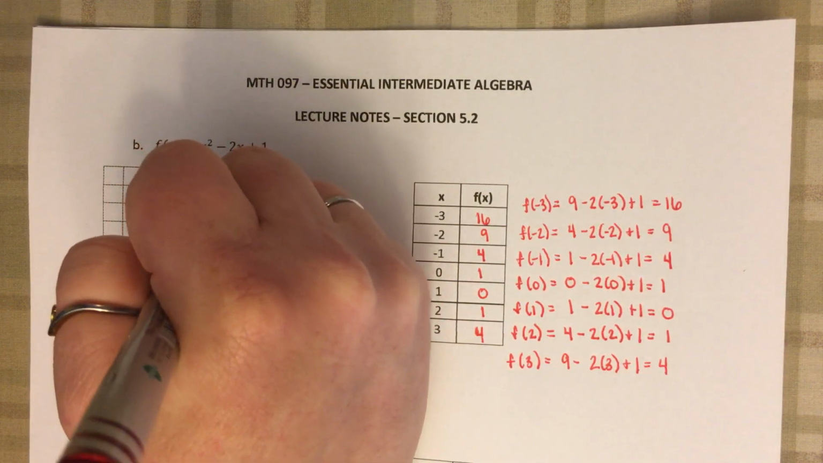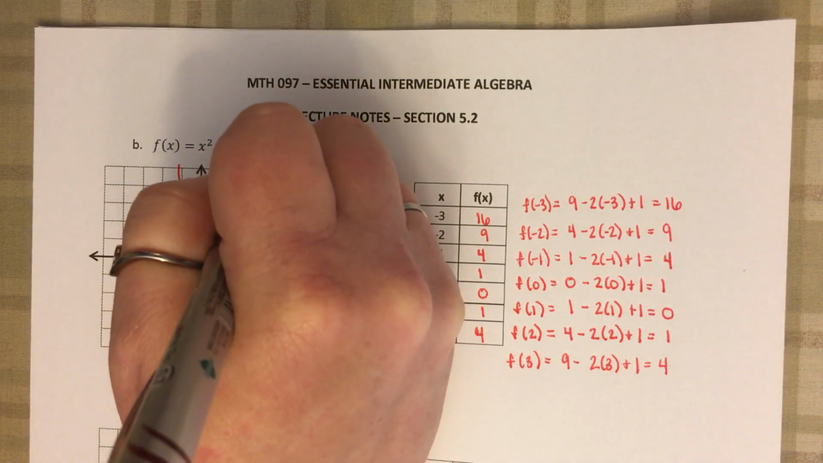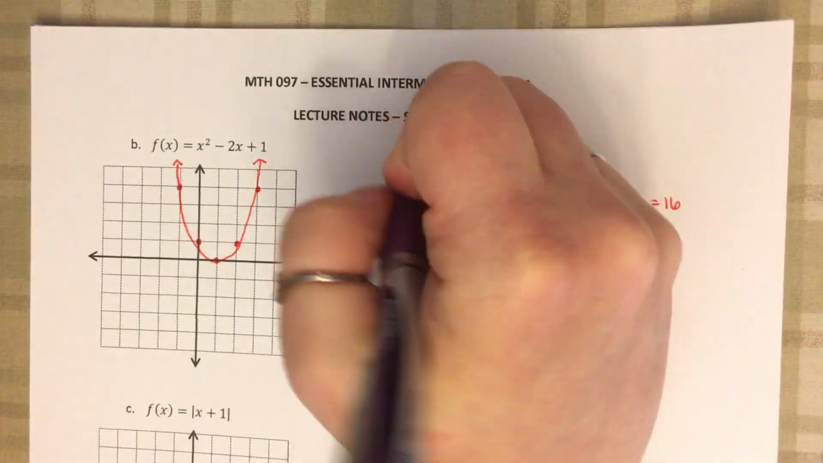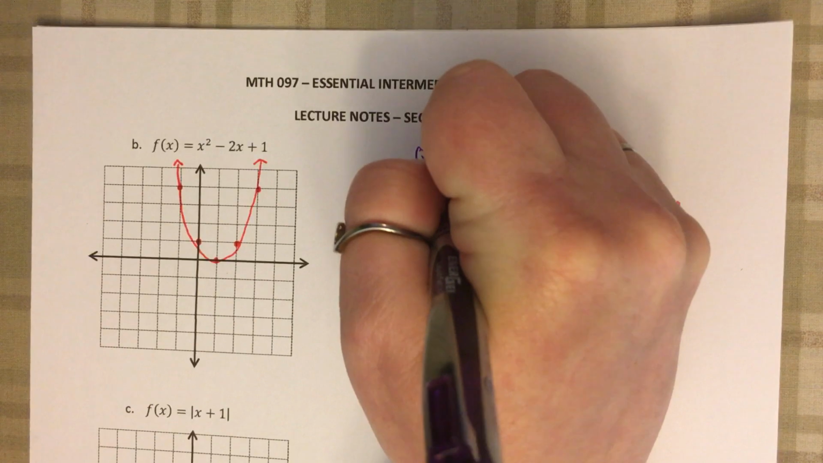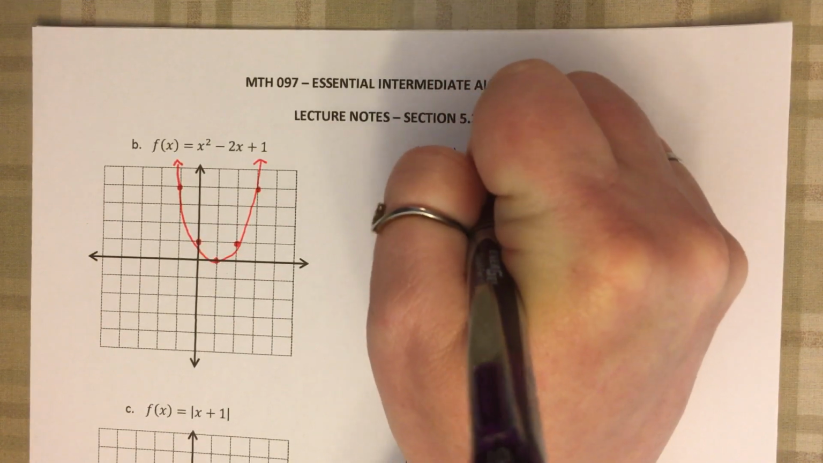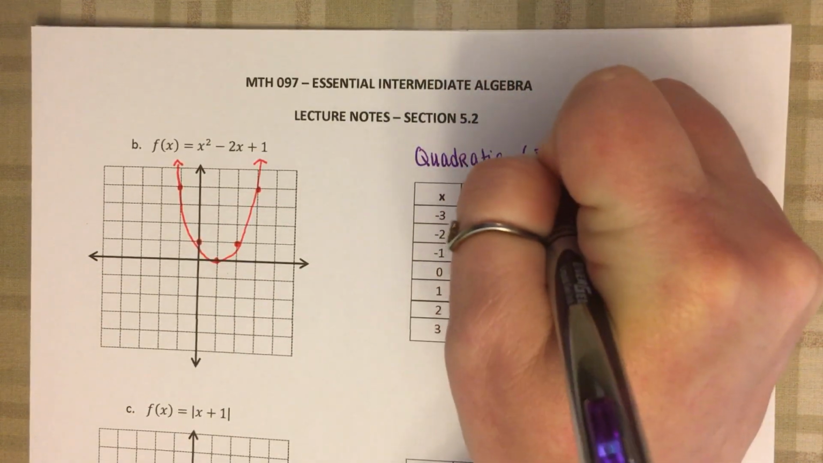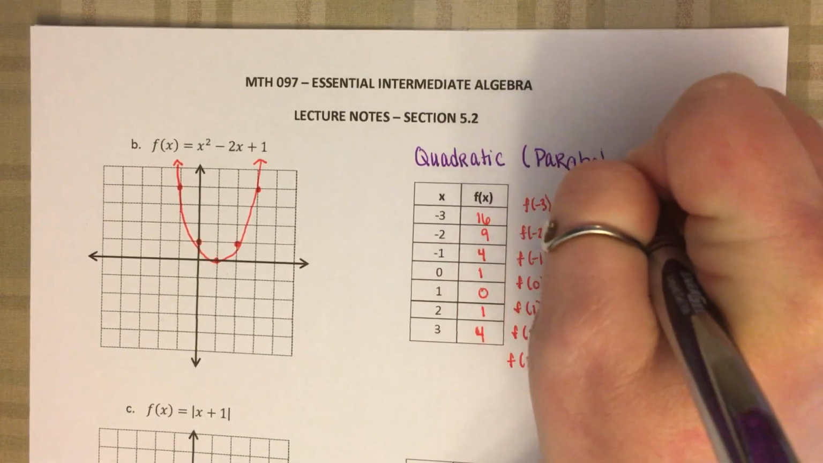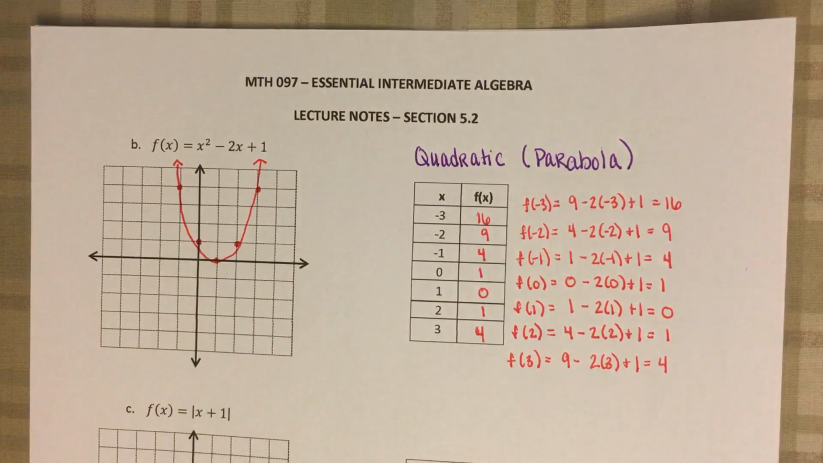Now we're going to connect these. We get a nice U shape. Remember, so this is a quadratic function. And quadratic functions have graphs that are U-shaped, which are the parabolas.